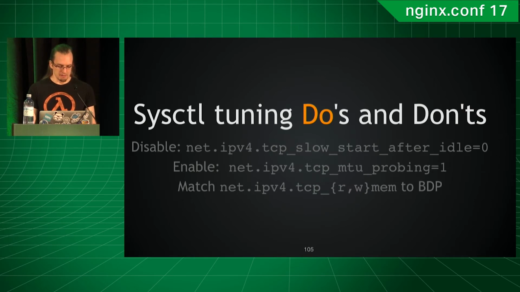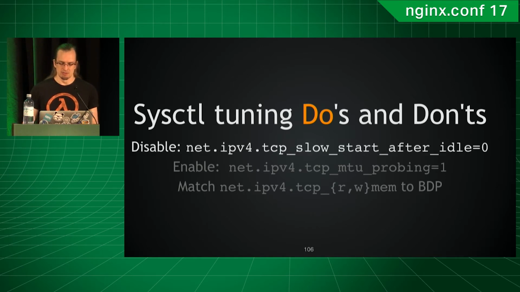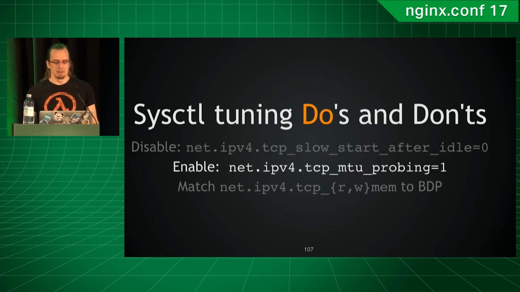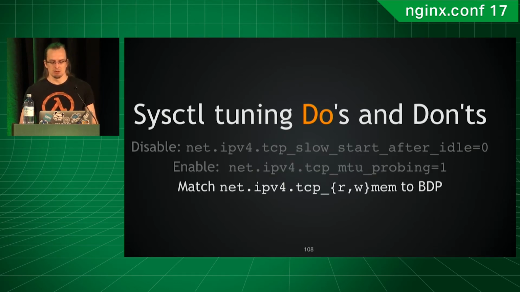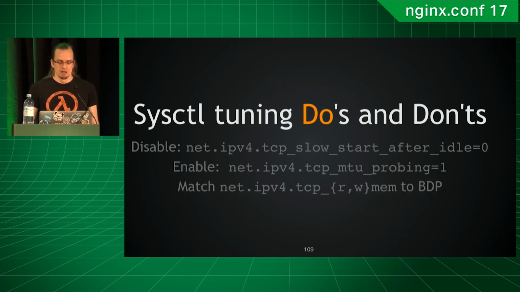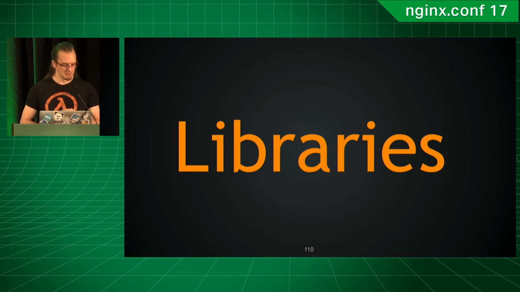Stuff you should do, on the other hand: you should probably disable slow start after idle. There is no reason to keep it on. You should also enable TCP MTU probing, just because the internet is full of ICMP black holes. And read and write memory, you should bump it up. Just don't do that too much. Just match it to BDP, otherwise you may get weird in-kernel locking. Oh, that went fast.